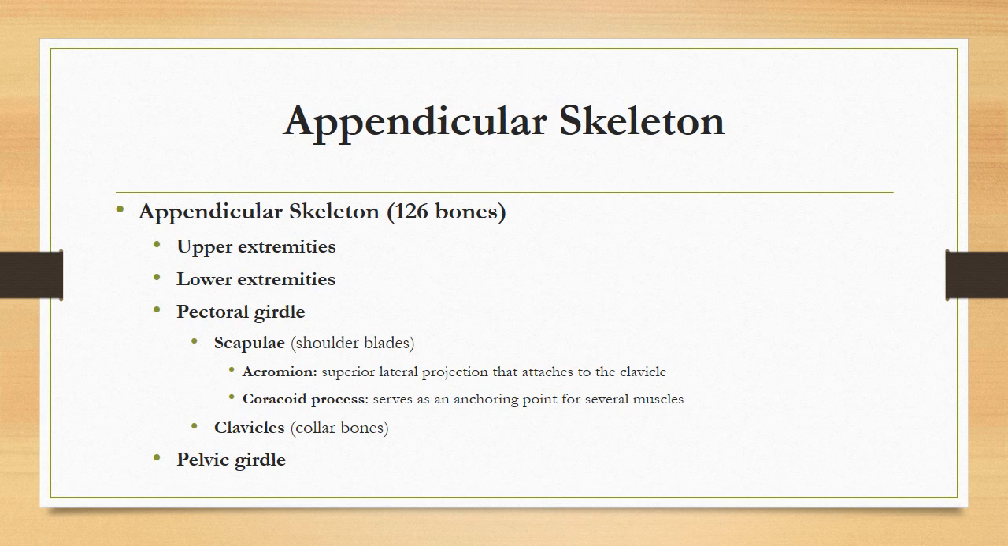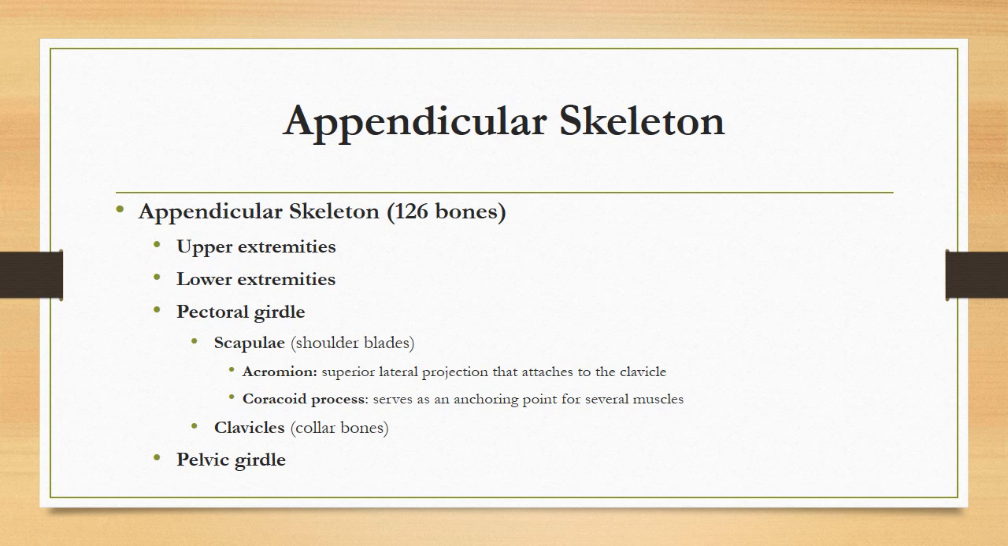We will move now to the appendicular skeleton. The appendicular skeleton consists of 126 bones, and they include your upper extremities, lower extremities, and your pectoral girdle, which consists of the scapulae, acromion, and coracoid process.